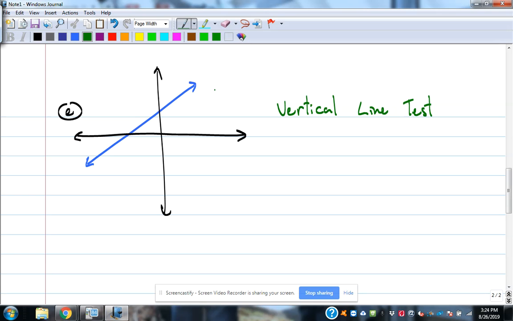So vertical line test, the way it works is you're trying to take a vertical line and drop it anywhere on this graph where it would touch the blue line more than once. If it touches it more than once, then that signifies that you have a repeated X value. It's got the same X value and a different Y value for it. If I draw a vertical line anywhere on this one, each one only touches that blue line in one spot. So this one passes the vertical line test. So it is a function.